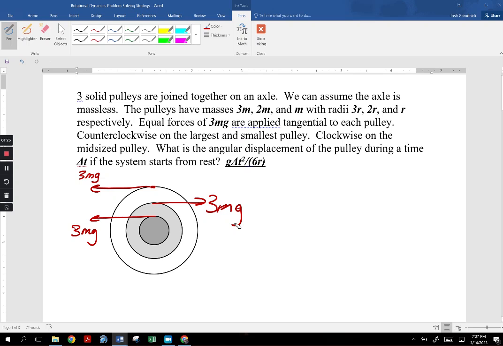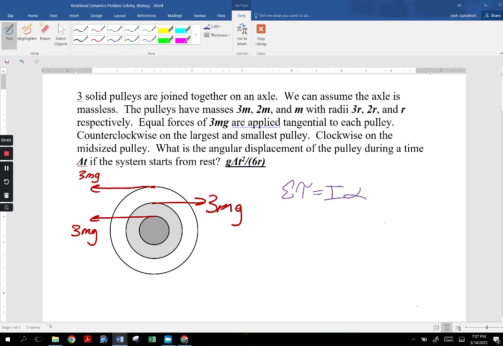Anyway, after you've drawn an FBD, as you know from our previous topic, we would do the sum of the forces equals ma. But now we have to do the sum of the torques equals I alpha.